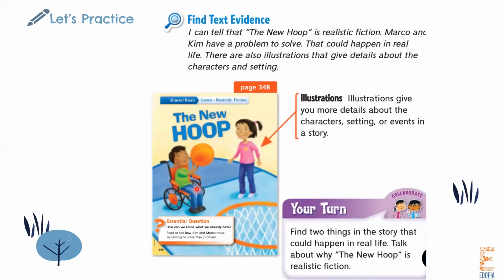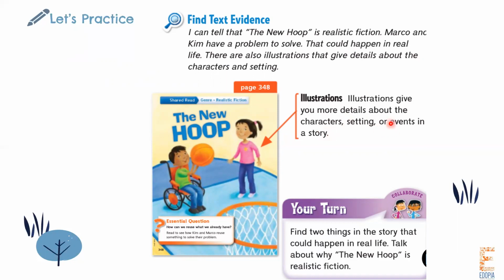By looking at this illustration, it is giving you the details about the character, the setting, or the events, which means let's look at the setting. It seems like they are playing in a basketball court. So yes, a basketball court is a place that is for real.